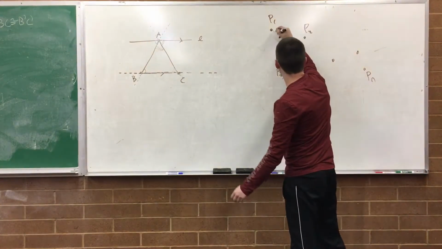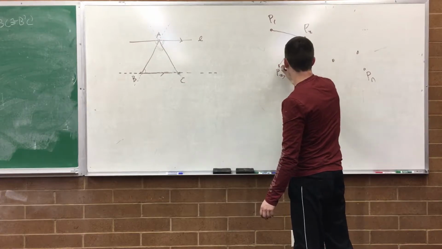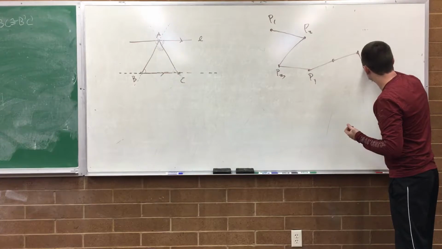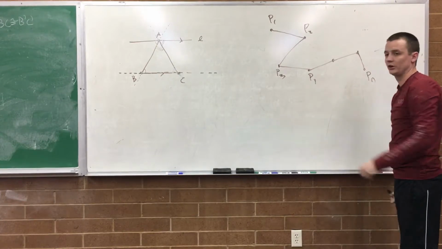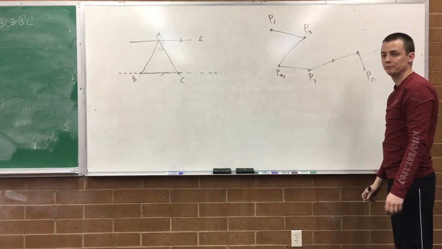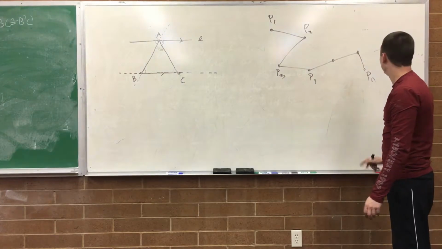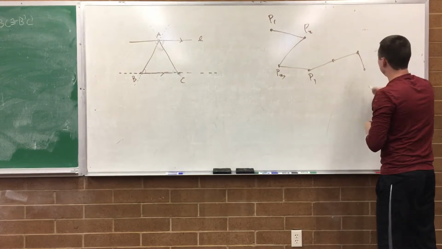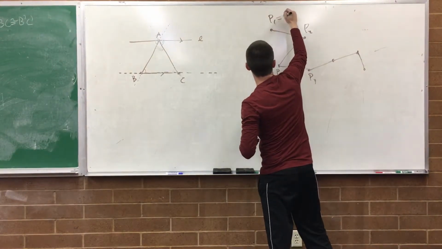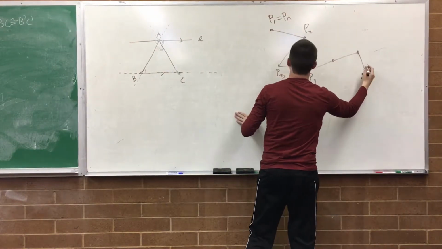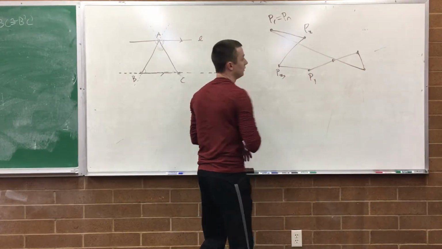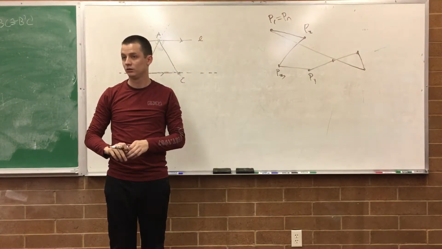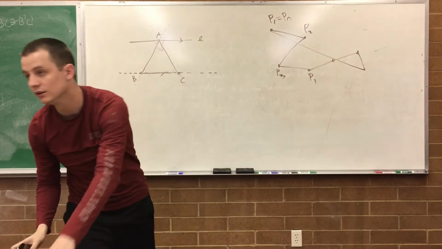If we connect all those points with segments, then this is a polygonal path. Okay? If the path starts and ends at the same point, so maybe Pn was actually also right here, so that it suddenly jets back, like that, that is called a polygon. Okay?